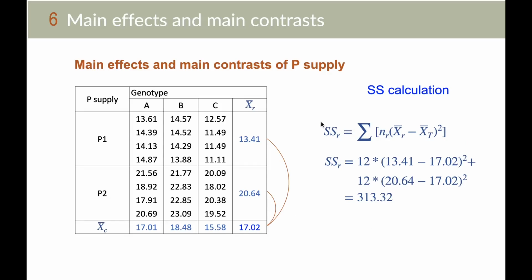And here is how we calculate the sum of squares. This one is for this group, and this one is for this group. 12 is the number of observations at each phosphorus level. And in this case, 13.41 is the mean value at phosphorus level 1, and 17.02 is the mean value of the whole data. And similarly for phosphorus level 2 here.